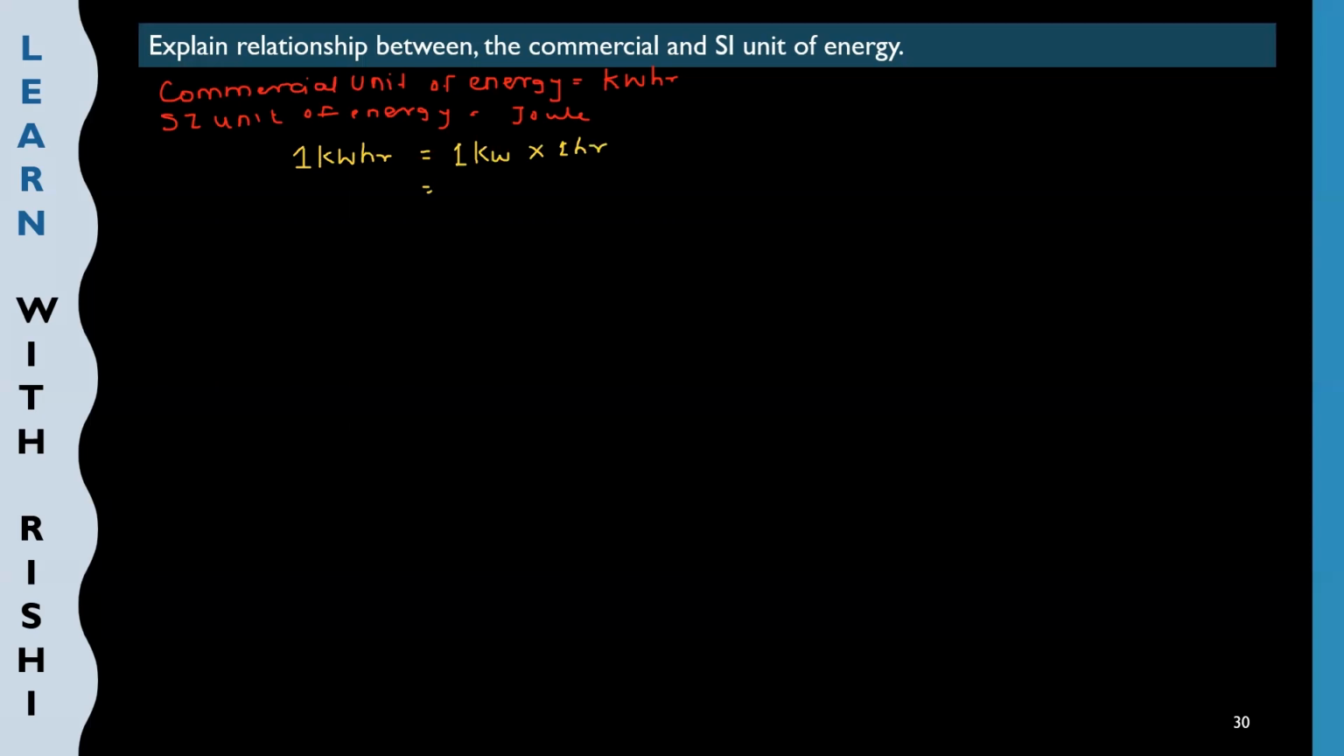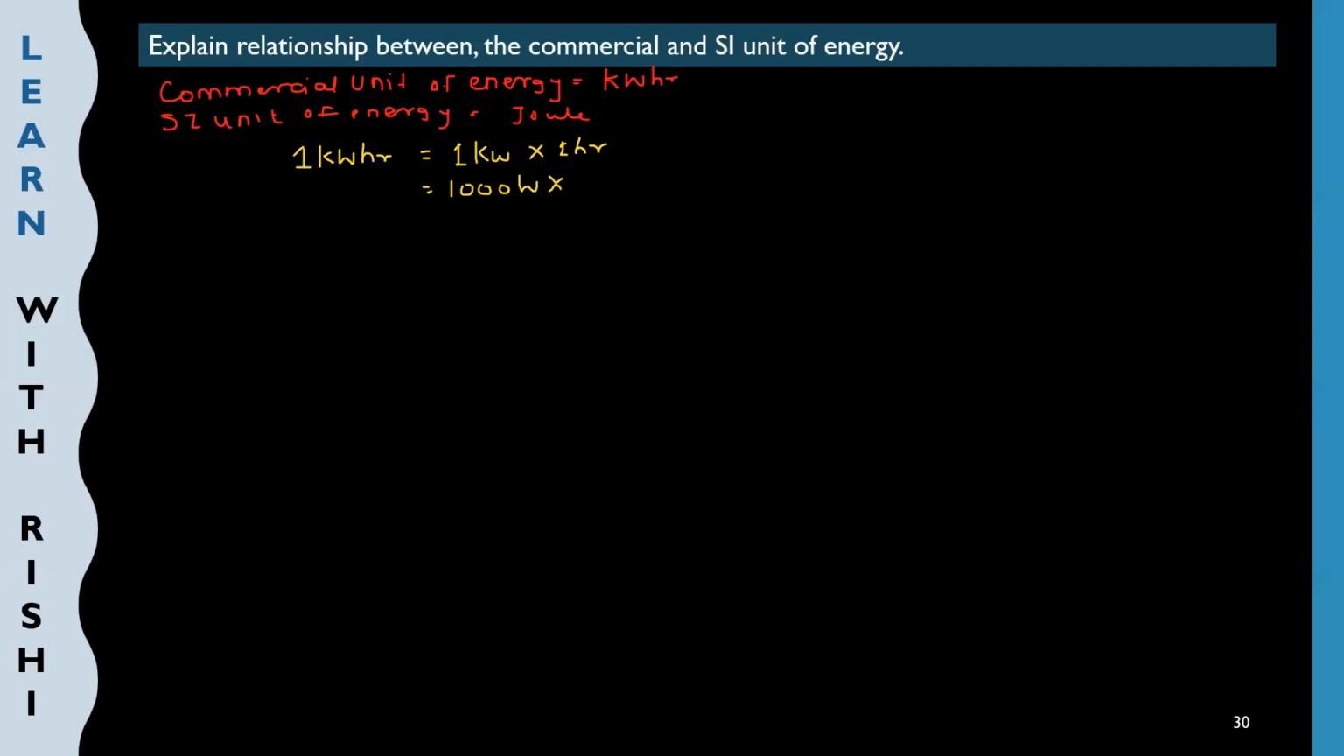Okay. Now, kilo means how much? Kilo means 1000. So 1 kilo I can write as 1000 watt into 1 hour. Now the SI unit of time is seconds. Now I need to convert this hour into seconds.